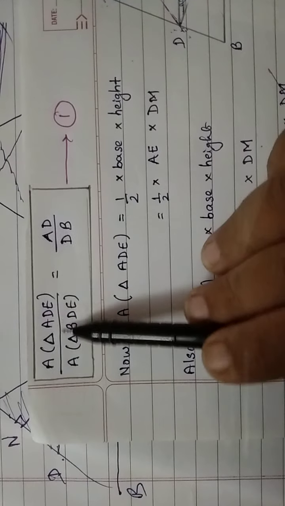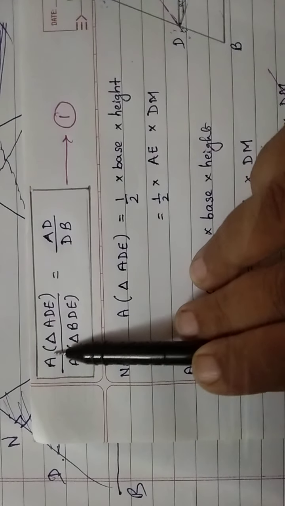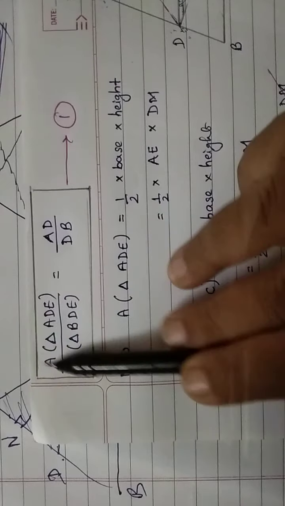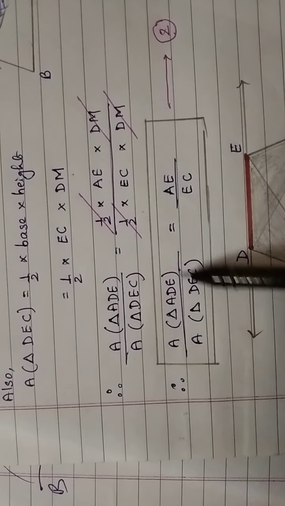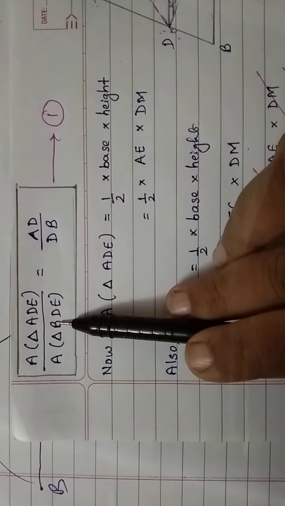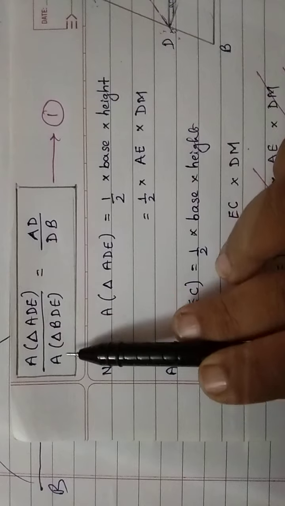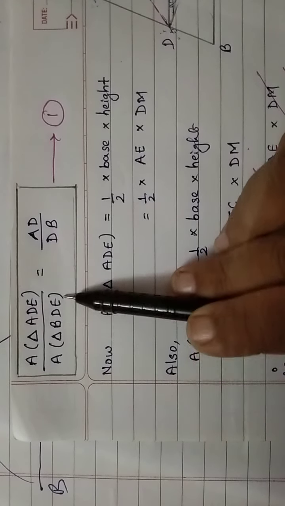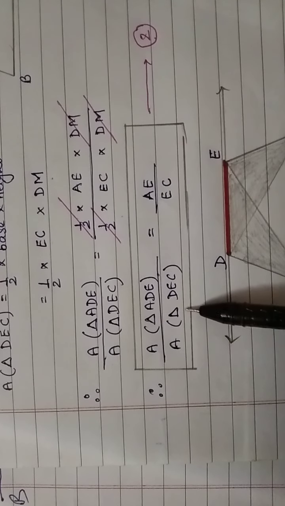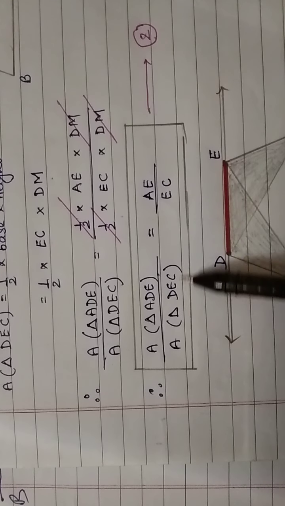So now I see the denominator. The denominator of this side over here is ADE, so ADE is here also, and ADE is here also in number 2. So for the denominators, if I show that the area of triangle BDE is equal to the area of triangle DEC, then my work is done.